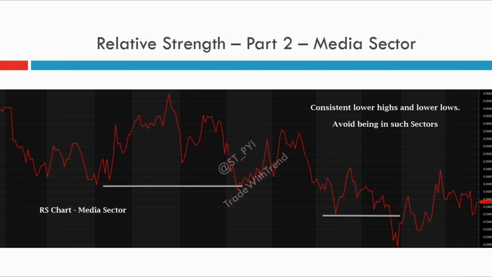So the next chart that I have is of the media sector. Again, this sector was going sideways, but we had a pivot violation here, and since then the sector has formed lower highs and lower lows, again which is a classic case of distribution.